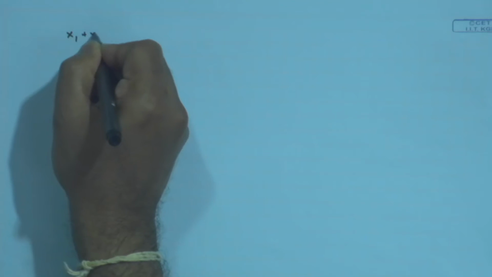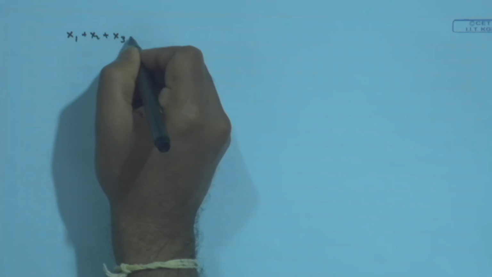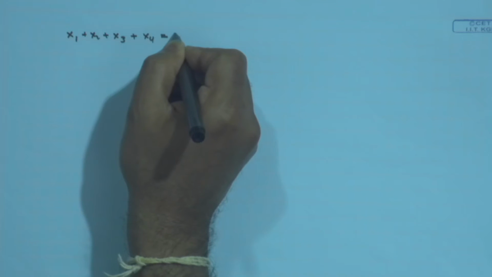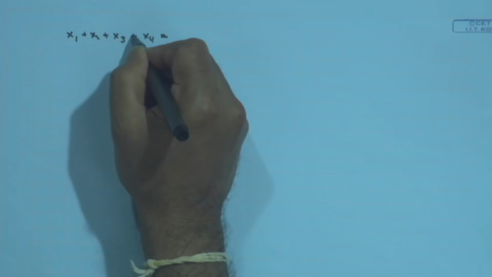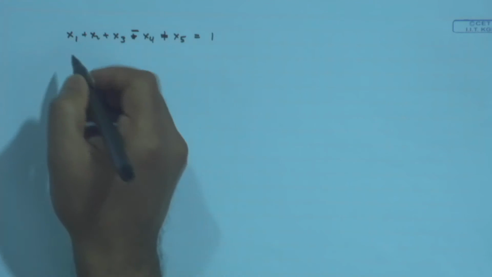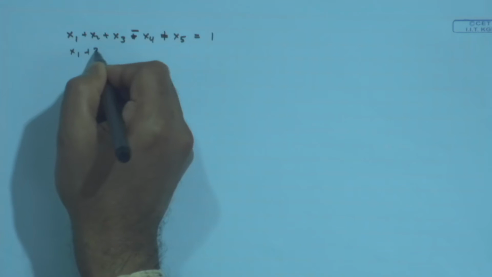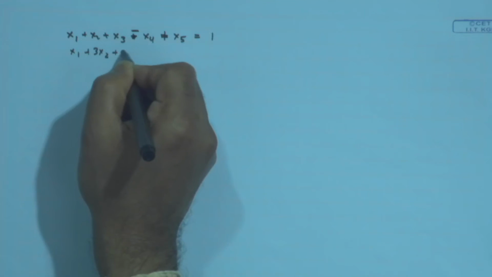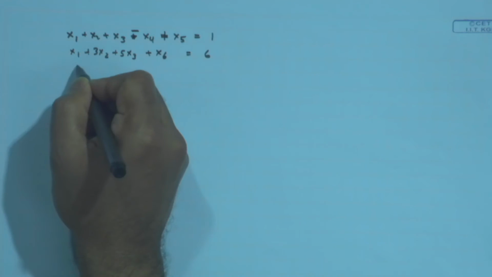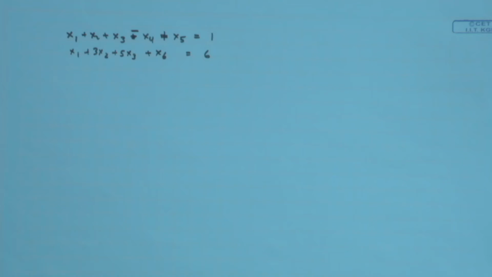So the first constraint, x1 plus x2 plus x3, sorry, that's the one that is greater than, so minus x4 plus x5 equal to 1. Then we have x1 plus 3x2 plus 5x3 plus x6 equal to 6. That's it. Is that okay? So now let's form the table.